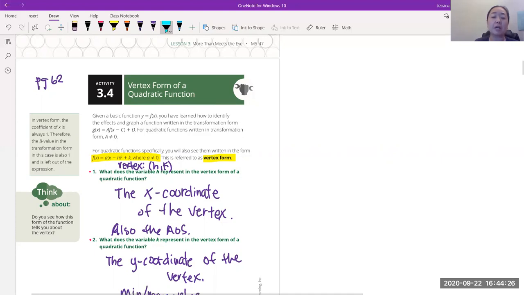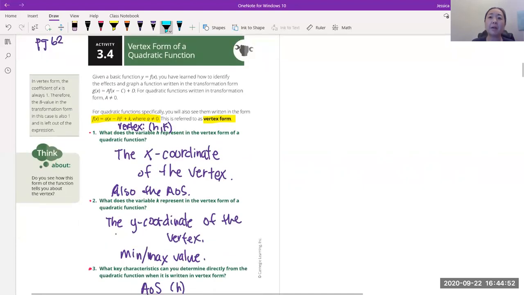Vertex is going to be (h, k), all right? If you notice right here, that's going to be this h and this k, all right? And what do you think the vertex form tells you? The vertex, and that's why we call it the vertex form. Right? And so h, what does the h represent? That is, of course, going to be the x coordinate of the vertex, right? The x part, which also tells you the AOS. Okay, that's also the AOS. And the k right here, k is going to tell you, of course, the y coordinate of the vertex. Remember, the vertex is either the highest or the lowest part of the parabola. So that's also going to give you the min or max value.